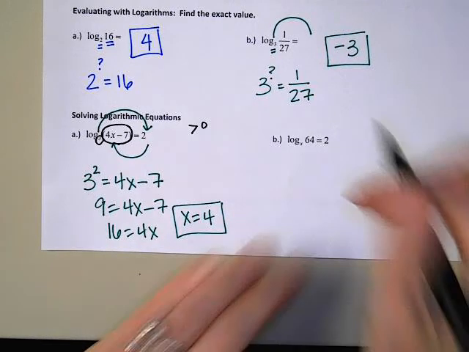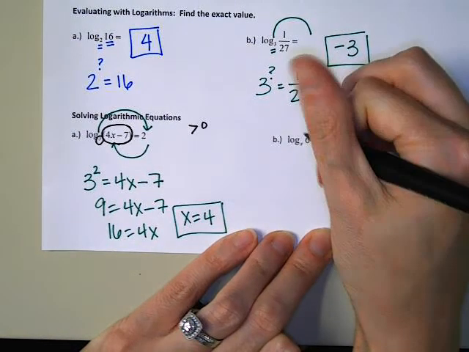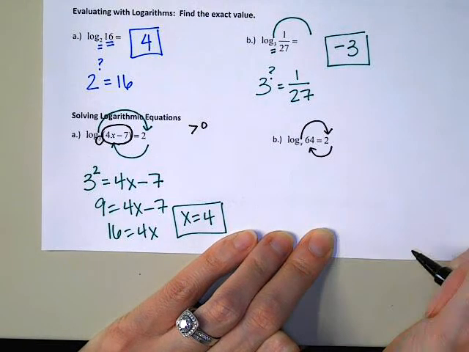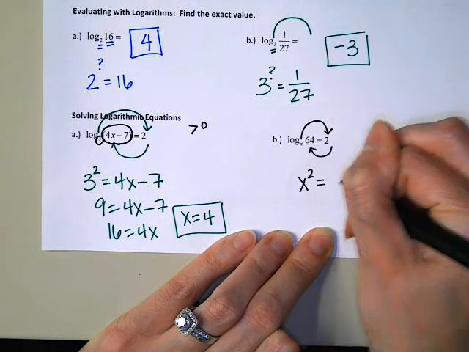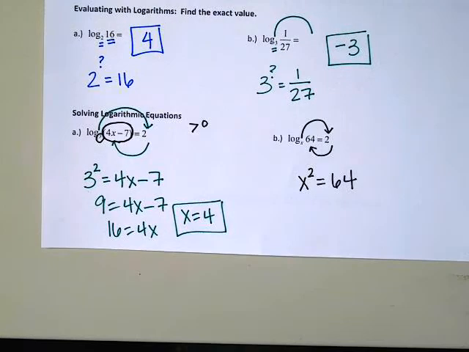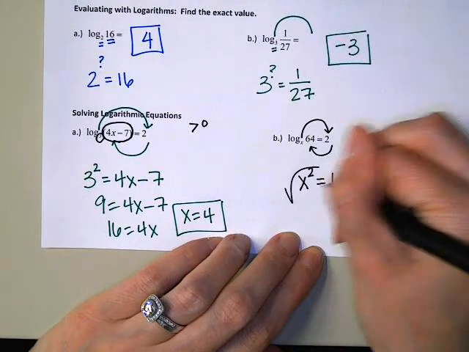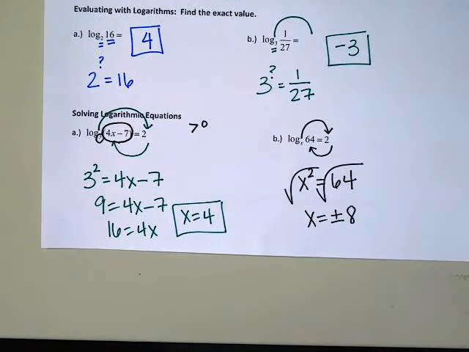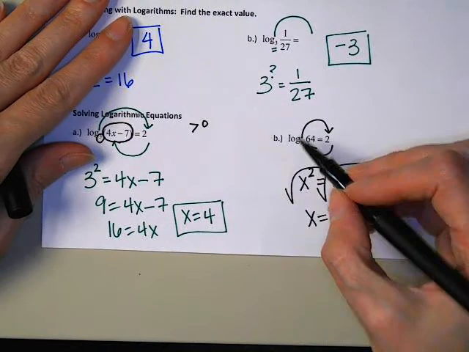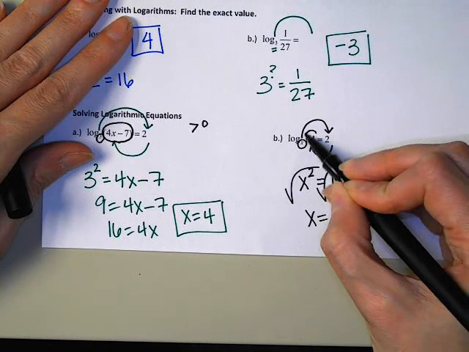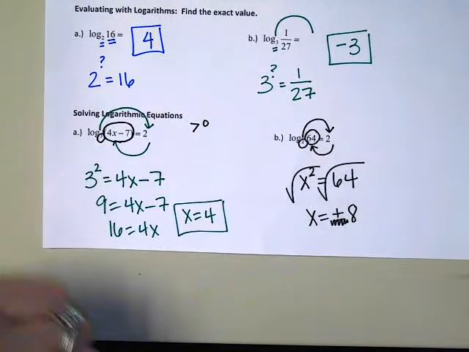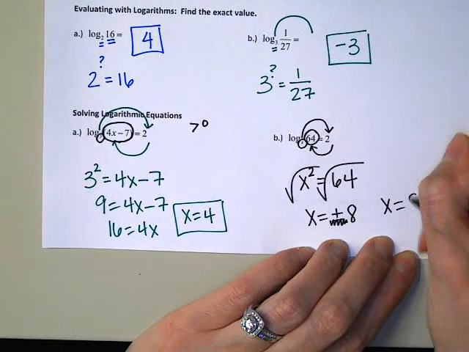Okay, B. Same thing, write it as an exponential. X to the 2nd power equals 64. X squared equals 64. What would x be? Well, you would square root both sides. Don't forget plus or minus, and you would get plus or minus 8. But what did we say? When you plug them back in, the base and the argument always have to be positive. So we actually don't want the negative answer. Your only answer is positive 8.